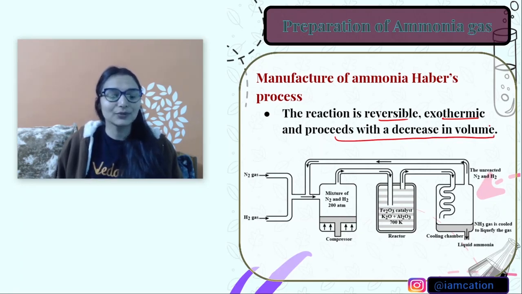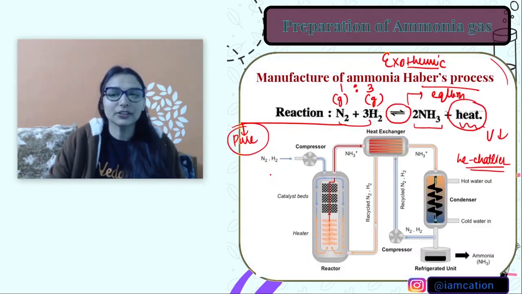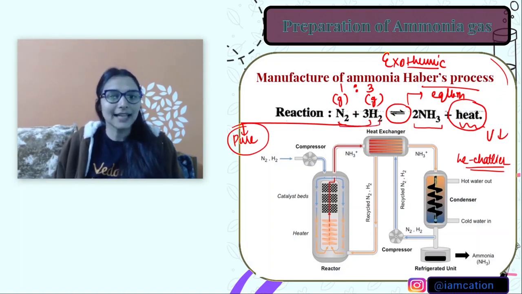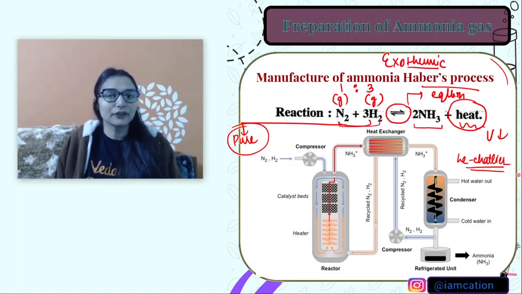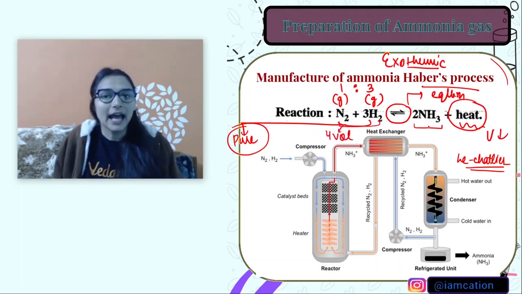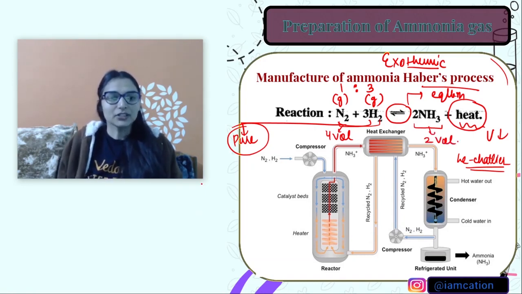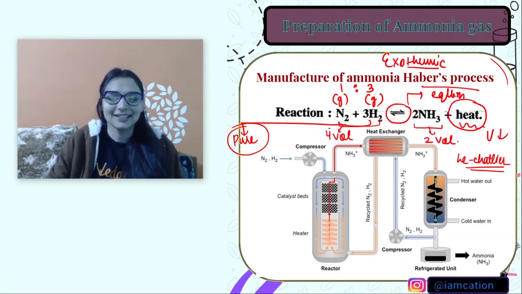So how are we going to do this reaction? You can see this also, why does it proceed with a decrease in volume? Because on the reactant side, total moles of gases are 4. 4 volumes of gases are there on the reactant side, and on the product side there are only 2 volumes. Okay, so where is the reaction going to proceed? Tell me, think about it.